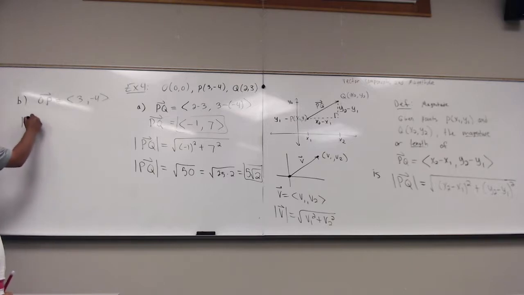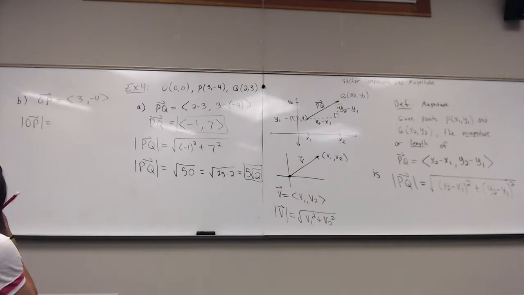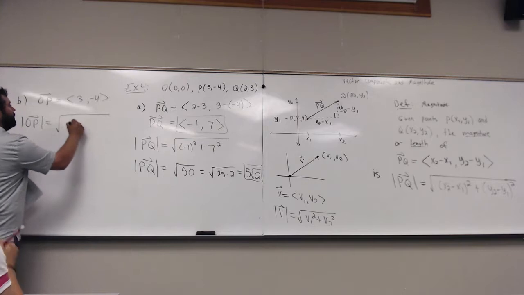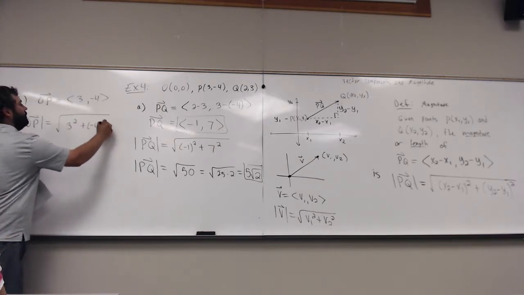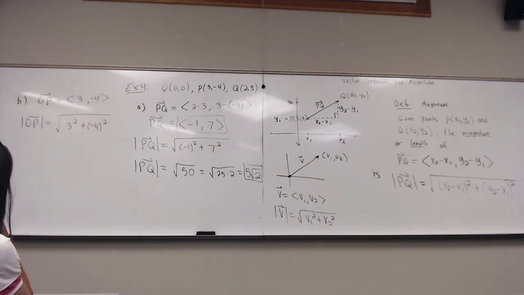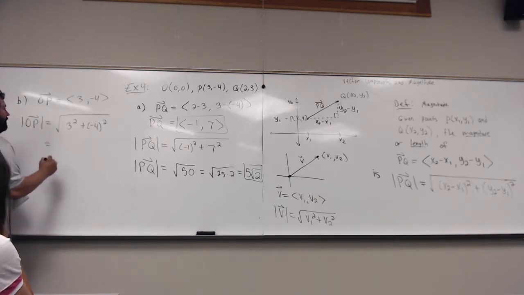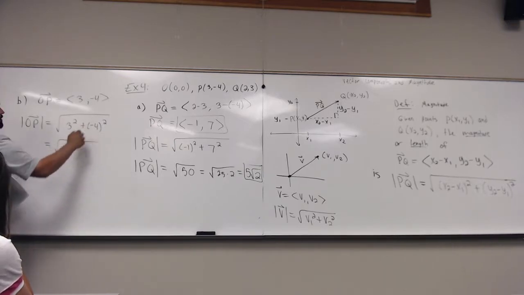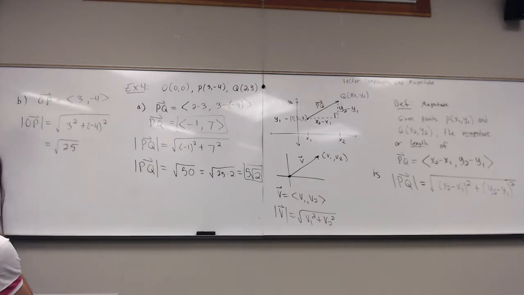And then what do I do to get the length of that vector? So we take the square root, and then what goes underneath the square root? 3 squared plus negative 4 squared. So we'll do the sum of the squares of the components. As Brandon said, 3 squared plus negative 4 squared. And this will be 9 plus 16, which is the square root of 25. So the length of the vector from the origin to P is just 5 units.